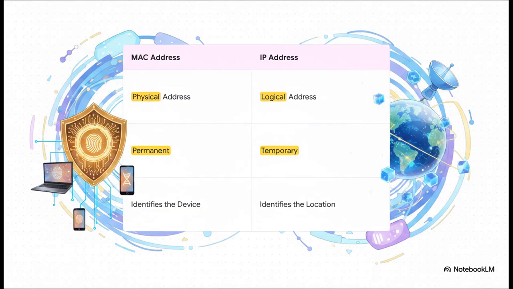So let's just make this crystal clear, because it's really important. The MAC address is who you are, your device's permanent physical identity. The IP address is where you are, your temporary logical location. You absolutely need both to send and receive anything online.